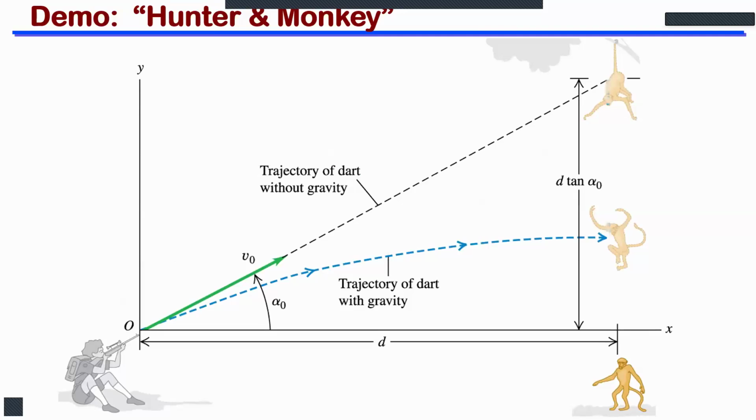Should he still aim dead at the monkey, like you see in this picture here, or should he aim above or below the monkey? What do you think? The way that we're going to approach this in the demo is we're going to take dead aim at the target, and then we're going to see if we hit it, or if we go under it, like you see here, or if we, whoops, go over it, like you see here.